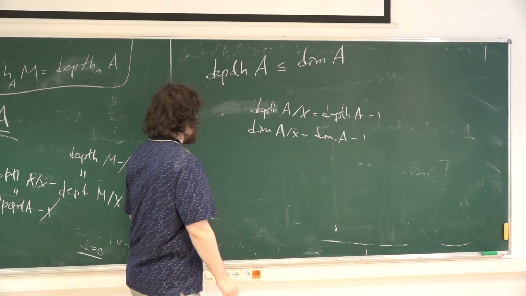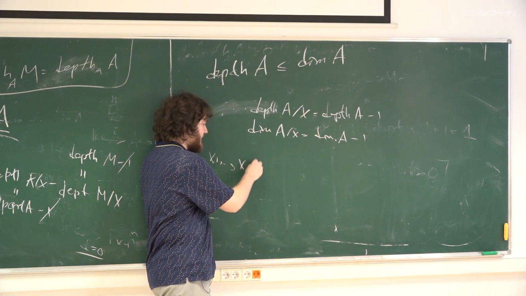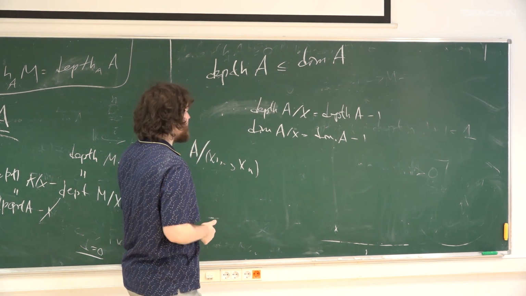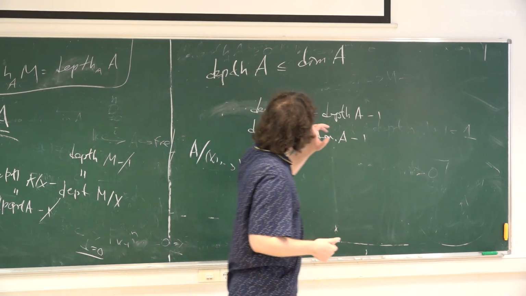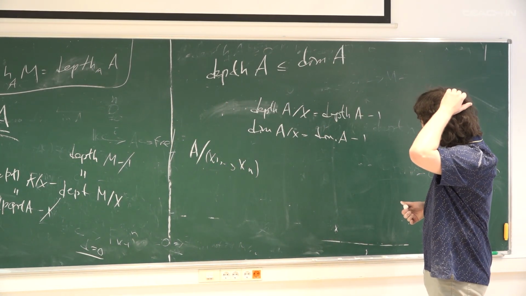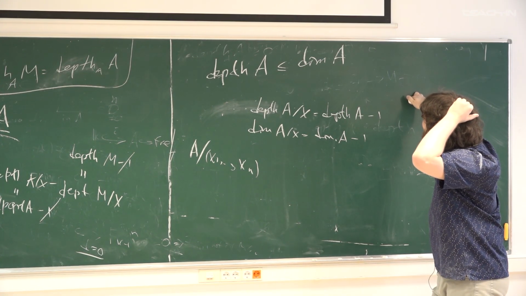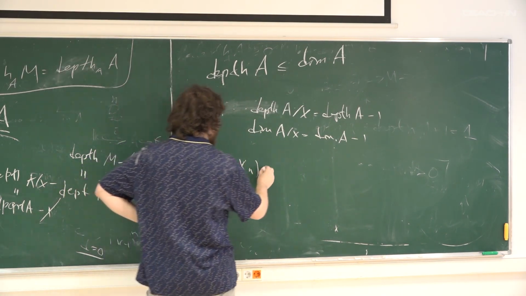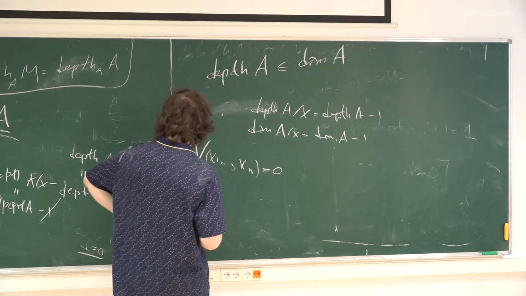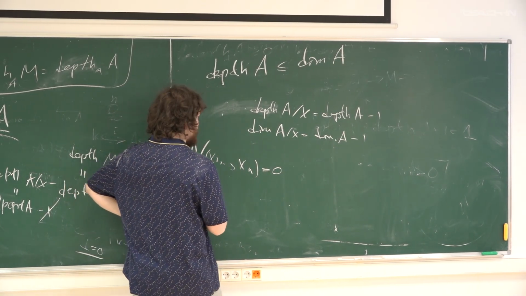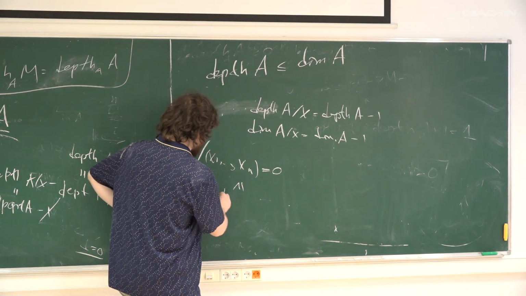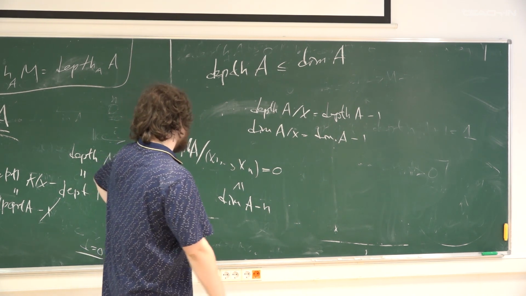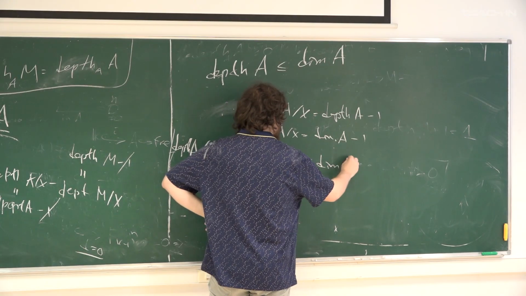And so if you have some maximal regular sequence, you can consider the quotient. If you consider this quotient, then depth of this quotient is 0, and this depth is not greater than dimension of A modulo the sequence, which is dimension of A minus n. So you obtain that n is not greater than the dimension.